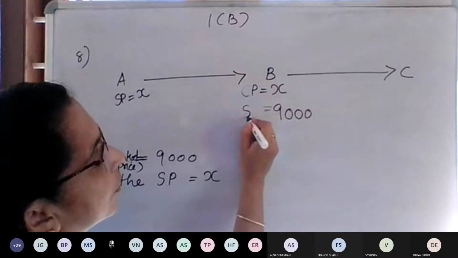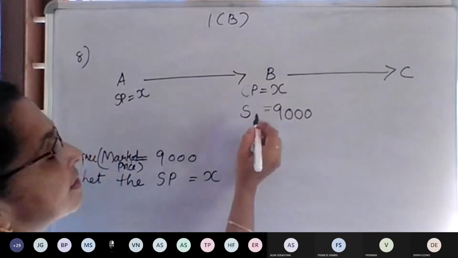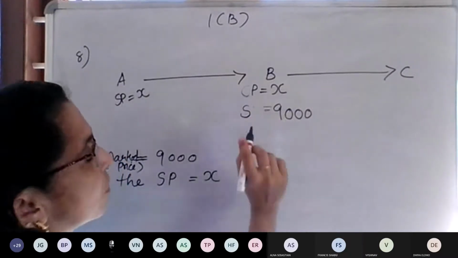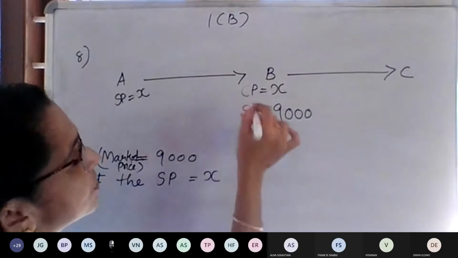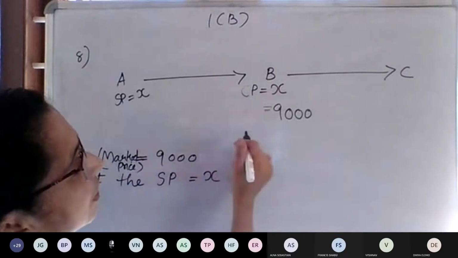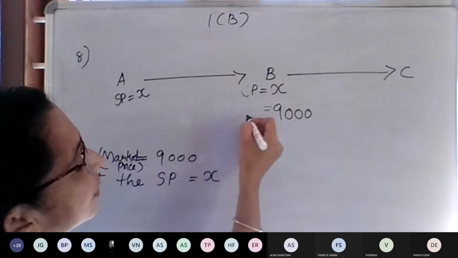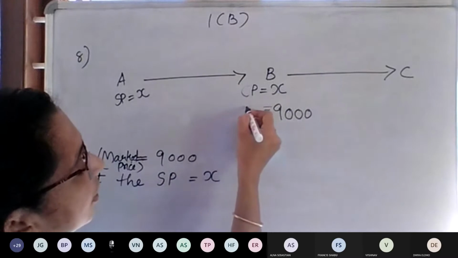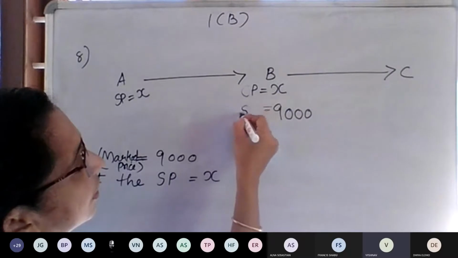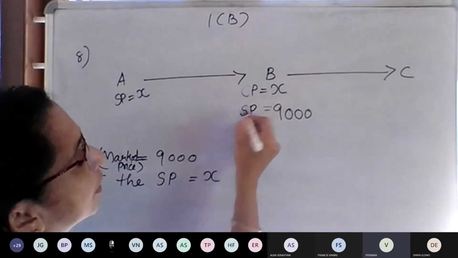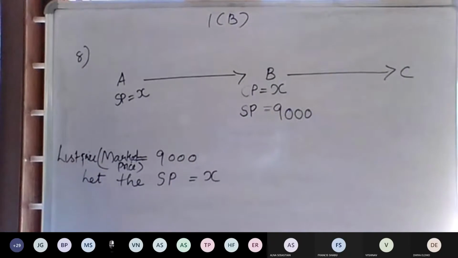Listed price. Can we say it as a list price, as given in the question? For doing the problem, can we write list price here? No. Instead of list price, what? Selling price. Selling price only.